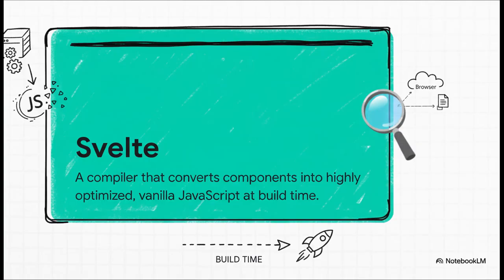So, what is Svelte, really? This is probably the most important thing to understand. It's not a framework in the way you might think. It's a compiler. Instead of shipping a library to the browser to run your code, Svelte does all the heavy lifting ahead of time. It compiles your components into highly optimized, plain vanilla JavaScript during the build step.